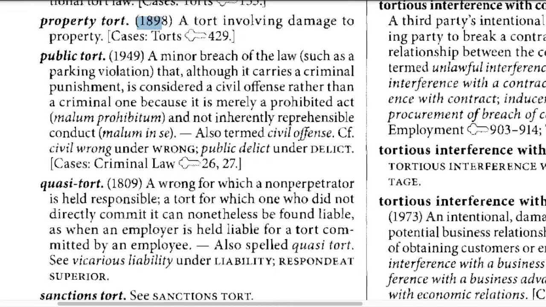Property tort, 1898. A tort involving damage to property. Public tort, 1949. A minor breach of the law, such as a parking violation, that, although it carries a criminal punishment, is considered a civil offense rather than a criminal one because it is merely a prohibited act and not inherently reprehensible conduct. Also termed civil offense. So public tort. It's recent, 1949.